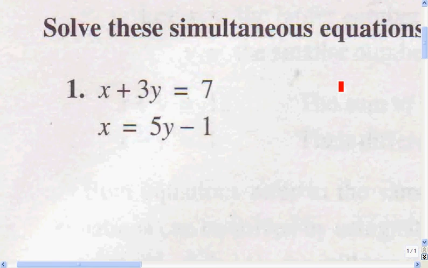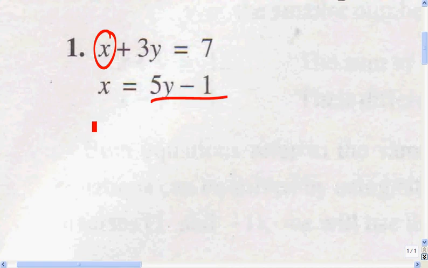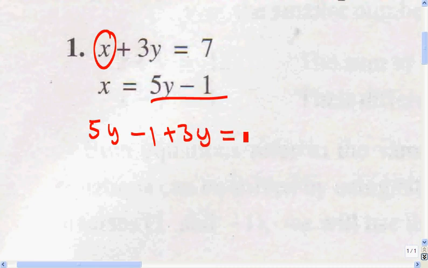Okay, we're at the checkup, and again, they're giving us the option to either solve using addition or substitution. For this first equation, I'm going to use substitution because they've already set it up for me. They've already told me that x equals 5y minus 1. So I'm going to substitute this x for 5y minus 1. So I'm going to write 5y minus 1 plus 3y equals 7.